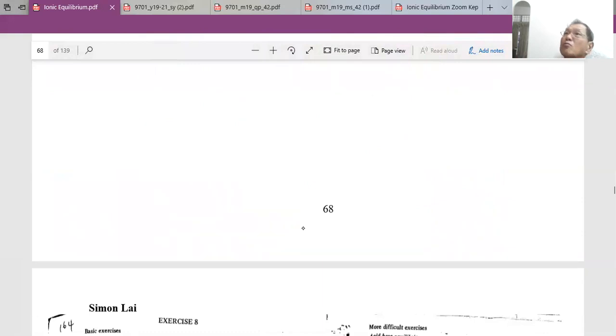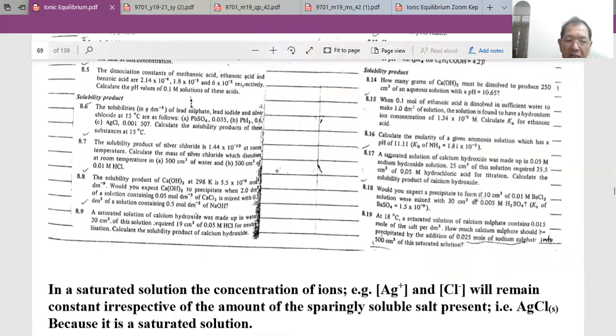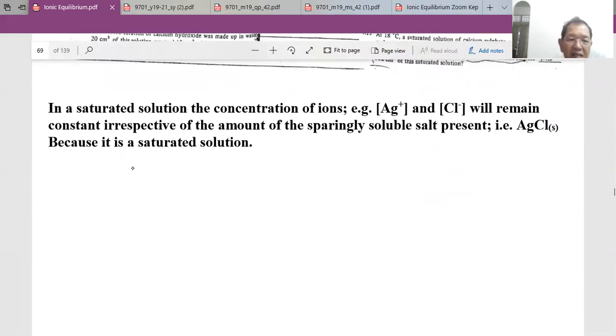Now, with the 20 minutes or 15 minutes left, whatever, I'm going to go as much as I can. But before that, I need to finish the theory on this thing called common ion effect, because then we do all the questions and we don't have to come back to this again. Now, this is quite a good axiom. In a saturated solution, the concentration of ions, Ag plus and Cl minus, will remain constant irrespective of the amount of sparingly soluble salt. That means you put 1 gram, 2 grams, 5 grams, 1,000 grams inside here, the Ksp of the saturated solution always remains the same at that temperature. You know what I'm saying?